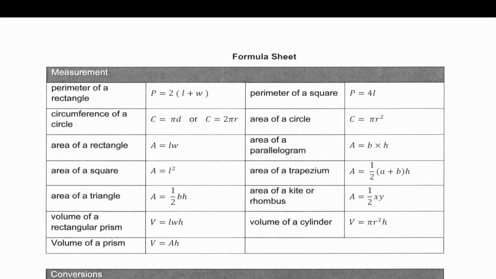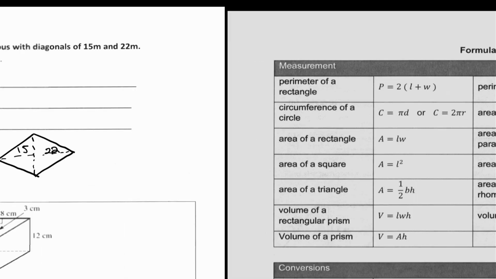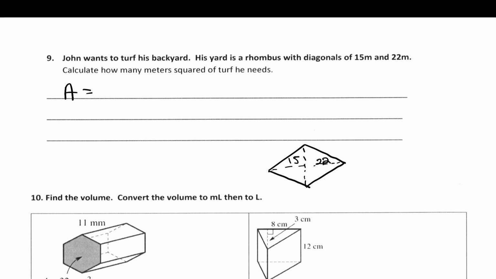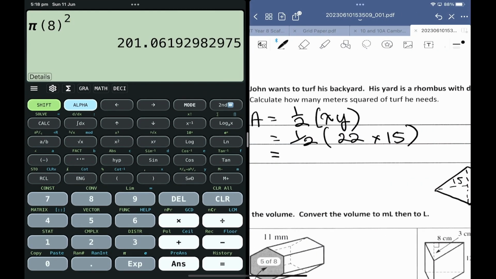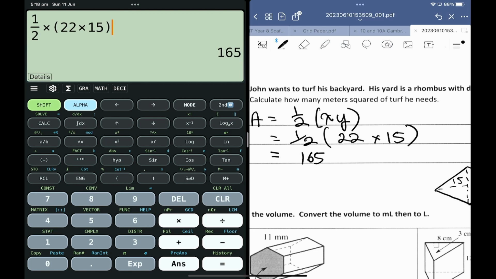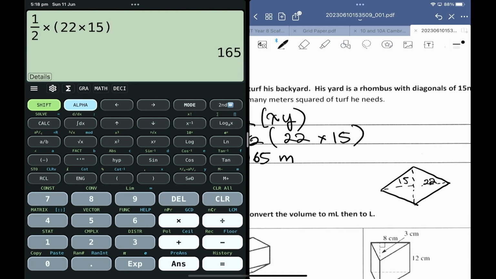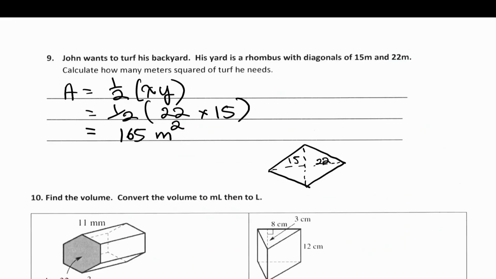We look at the area of a kite or rhombus down here, and it is half xy. So area equals half xy, which is half diagonal 1, which is 22, times the other diagonal, which is 15. And we plug that into our calculator, and we get half, don't forget the brackets, x, y is 165. Don't forget the units, it is meters, and because we're doing area, it is meters squared. Okay.